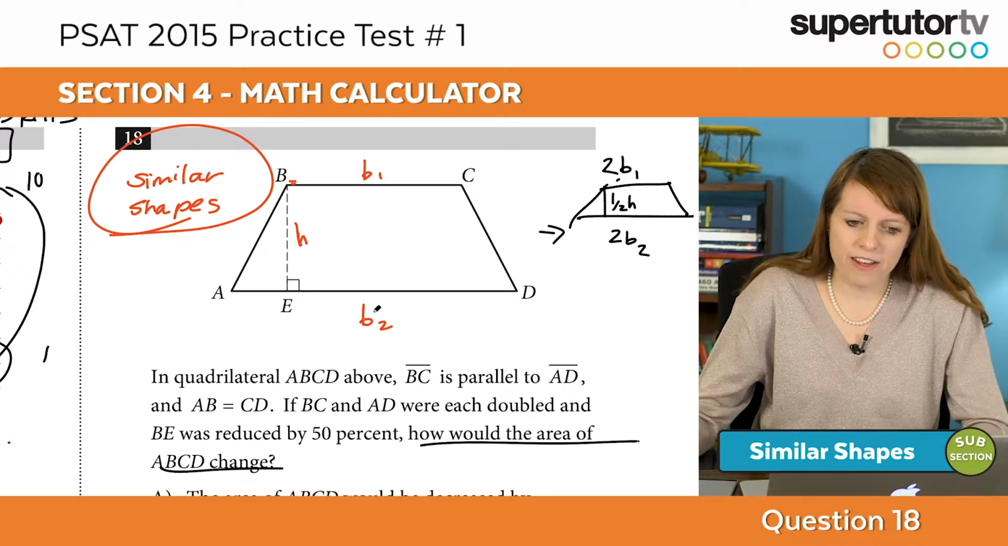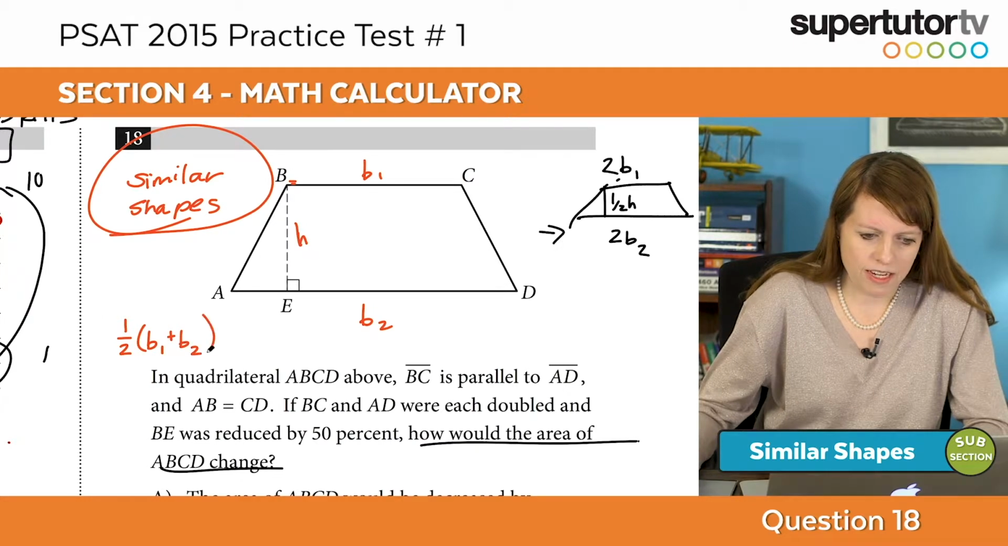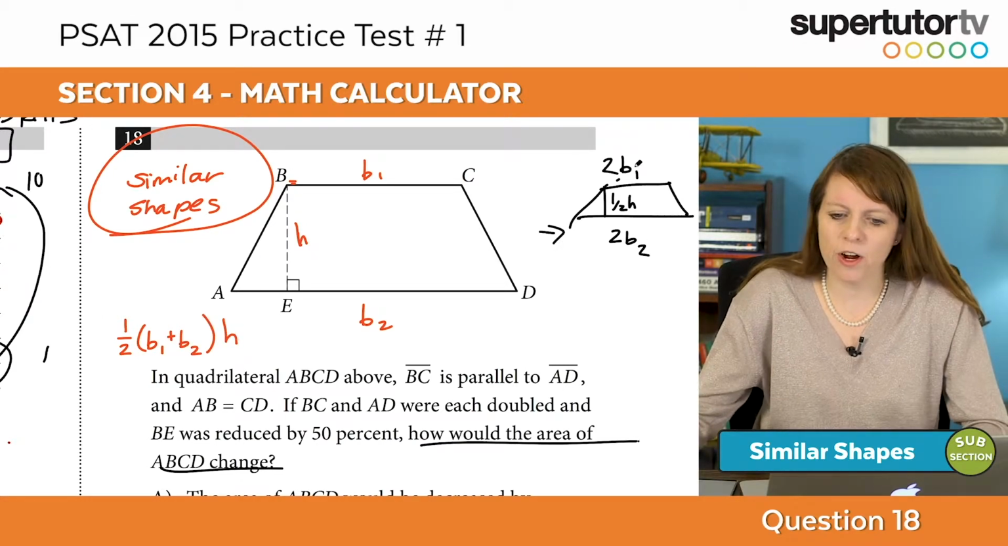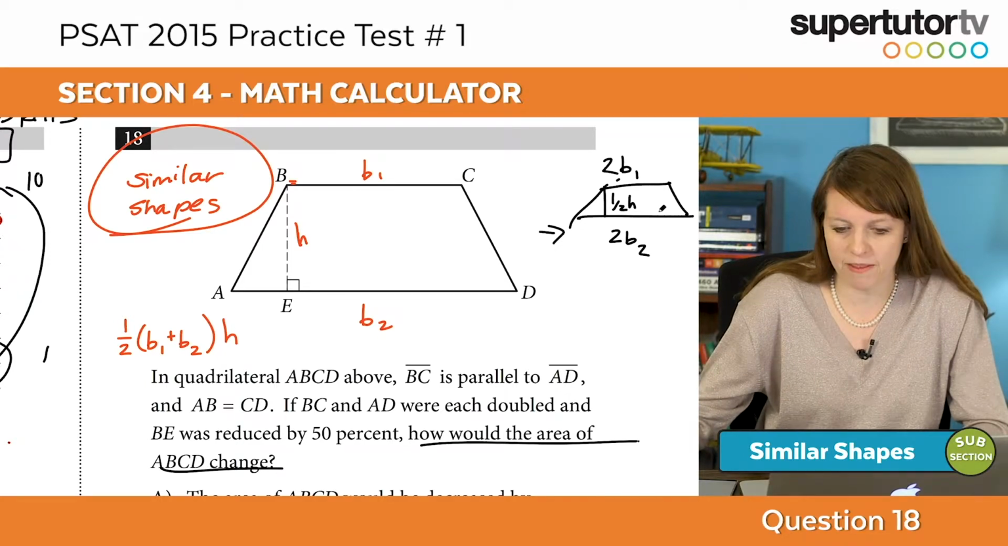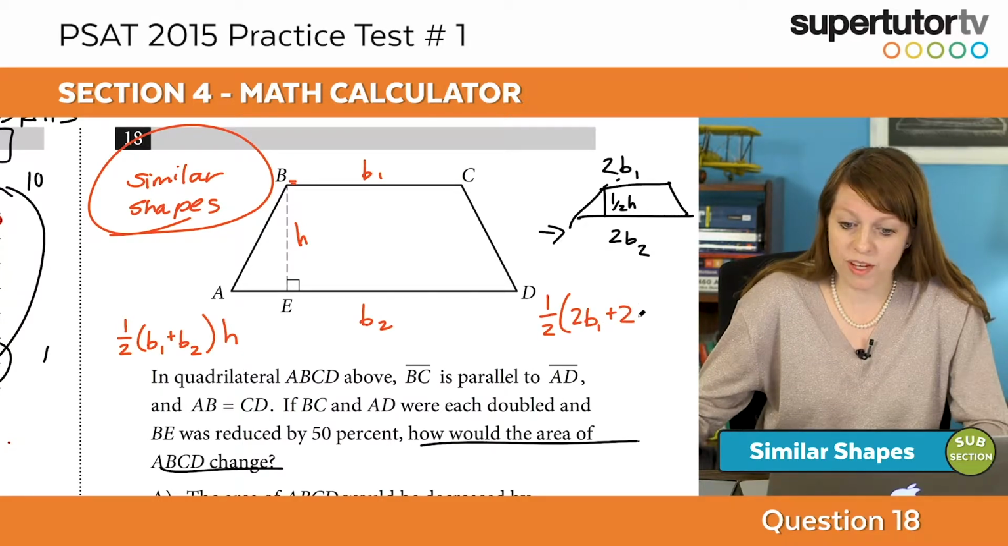I'm just going to find the area of this, and how do I find the area of that? I do 1/2 B1 plus B2 times H, okay? And now I'm going to do the same thing over here, but instead of using B1 and B2, I'm going to use 2B1, 2B2, and 1/2 of the H, right? So this is 1/2 of 2B1 plus 2B2 times 1/2 H.